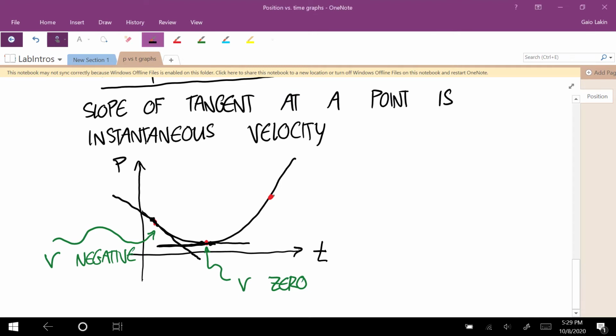And then last, if we draw the two nearby points for the one on the right, the line looks something like that. You can see that that line has a positive slope. And so at this instant, the velocity is positive.